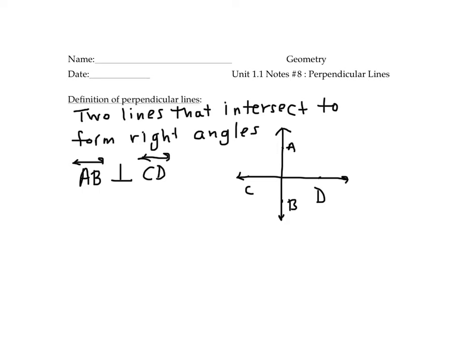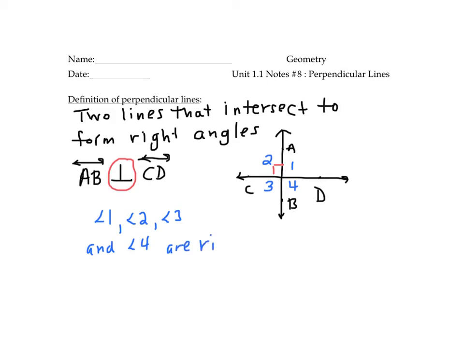Okay. So if we're told this, we're given that specific symbol that the lines are perpendicular, then we could use that little box to show that they form a right angle. And we would know from the diagram that angle 1, angle 2, angle 3, and angle 4 are all right angles. So we can put it into writing as angle 1, angle 2, angle 3, and angle 4 are right angles.